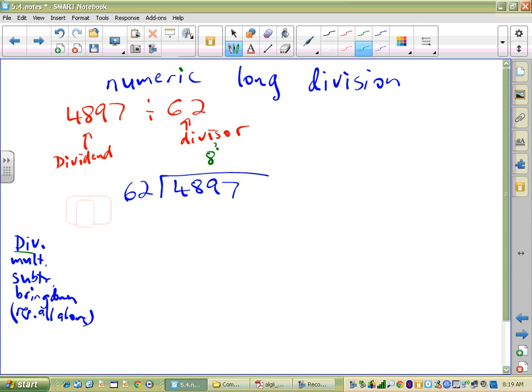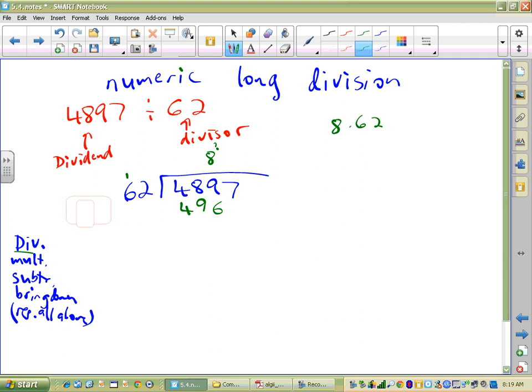And then what do we do? We multiply. 8 times 62. That's going to be 8 times 2 is 16. Carry the 1. 8 times 6 is 48, and we carry the 1, and that's too much. I feel like I'm on The Price is Right. That's too much, right? So 8 didn't work, so what should I try?